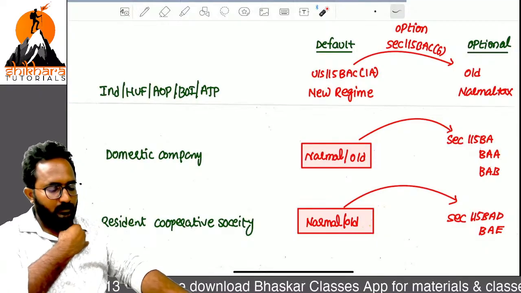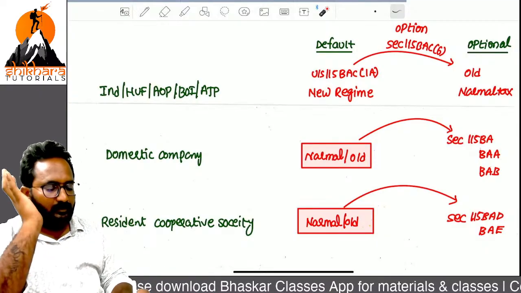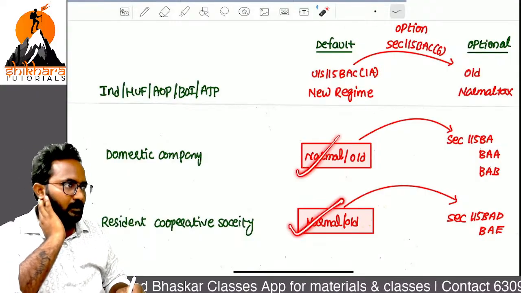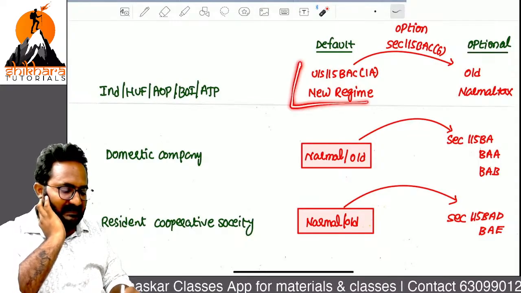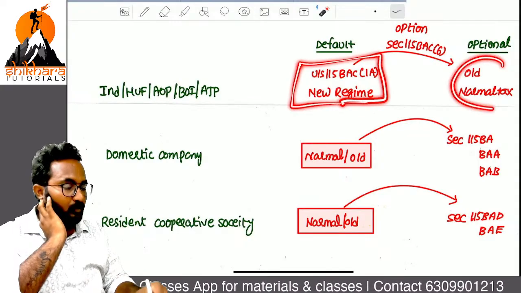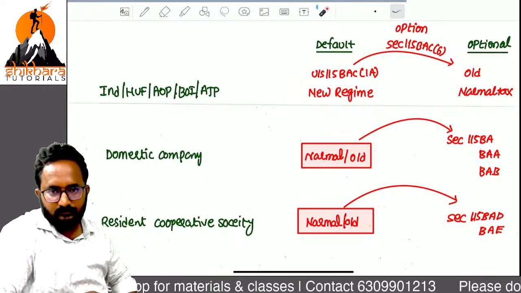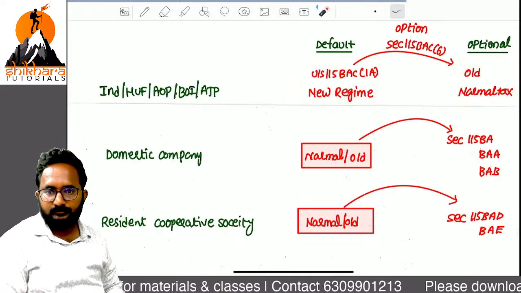Yes, ma'am. Previously, for an individual, HUF, AOP, BOI, AJP also, in the similar manner we had. But now they have changed this to a default, and the old and normal regime as an option. Online.